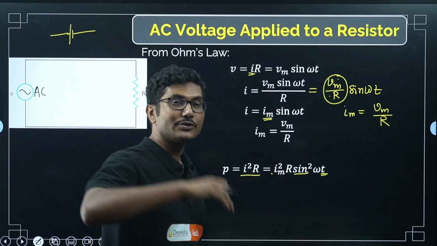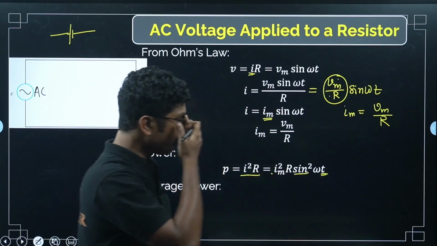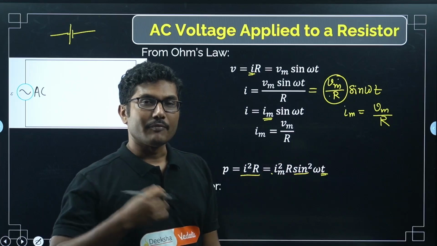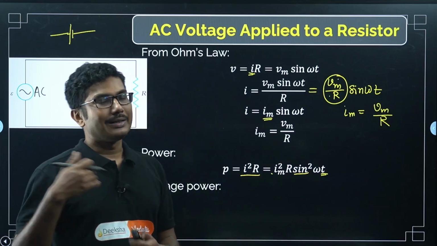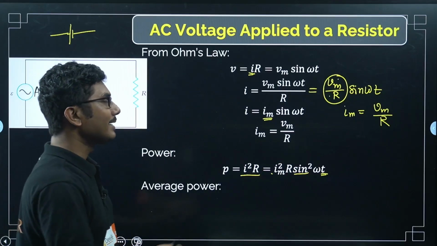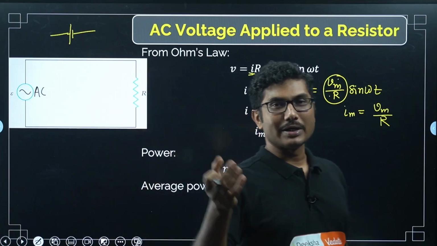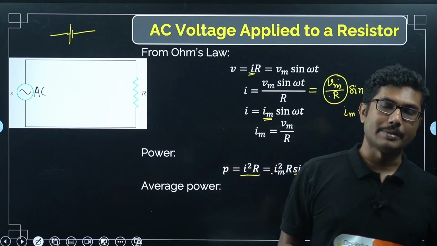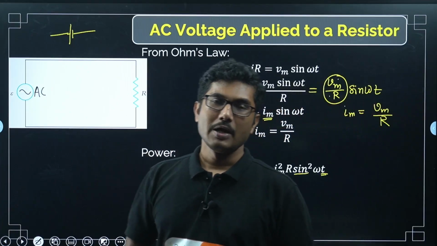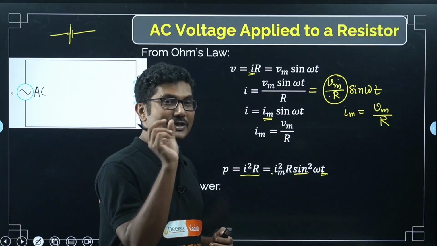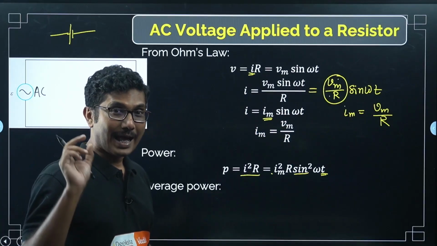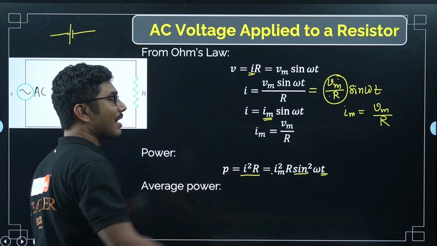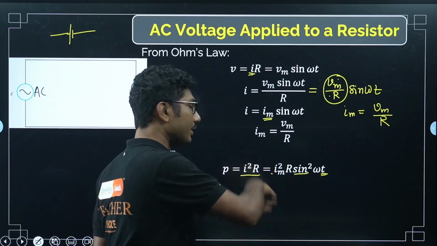So you will get a fluctuating power, right? For some value you will get maximum power, for some value you will get 0 power. So this is not useful for us. For example, when you are looking at a machine, a fridge or AC, they have mentioned the average power consumed. That average power is basically the average of the power of all the components, right?